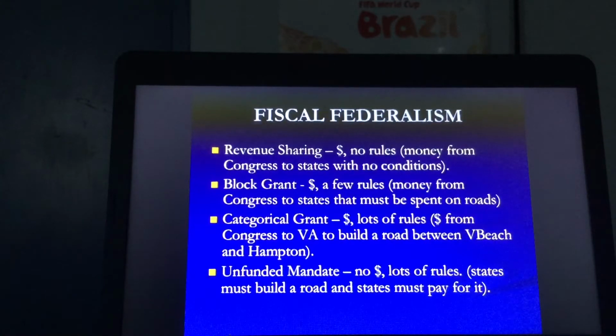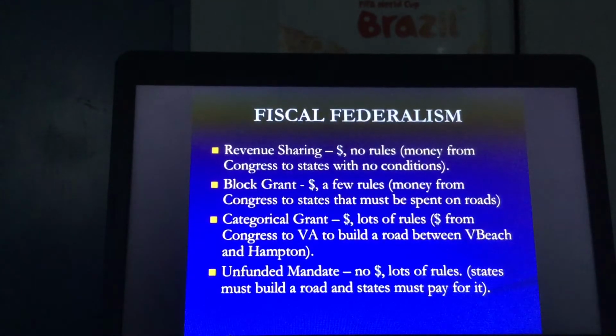A block grant would be, Hallie, we're going to pay for you to go to college. You choose the school. Any college is fine, but we will pay for you to go to college. Pretty good. A categorical grant would be, Hallie, we will pay for you to go to Virginia Tech, but we will not pay for you to go to college anywhere else. And then an unfunded mandate would be, Hallie, you're going to go to college and you're going to pay for it. So Hallie's not going to like that much.